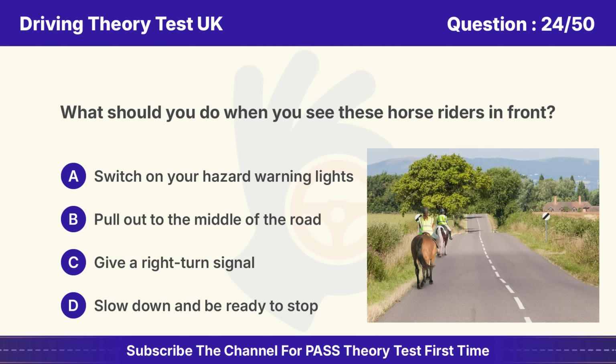Question 24. What should you do when you see these horse riders in front? Option A. Switch on your hazard warning lights. B. Pull out to the middle of the road. C. Give a right turn signal. D. Slow down and be ready to stop.